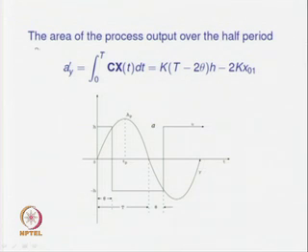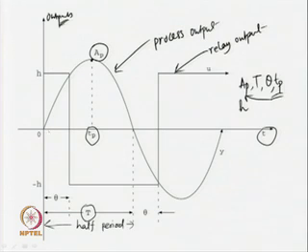The area of the process output over the half period. Please look at the half period. So, half period spans from time t equal to 0 to time t equal to capital T. So, this is our half period. Then what will be the area of the output signal?